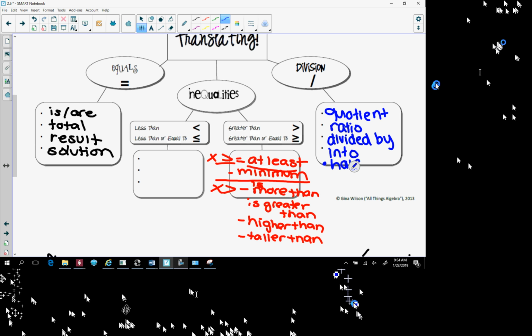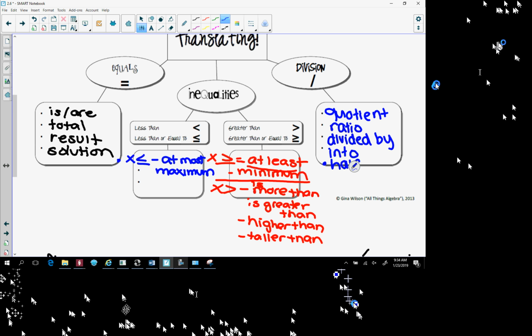Next one is less than or equal to, so I'll do that over here. And that one is like at most, and max. So like if your mom says you can have at most 3 friends over, could you invite, I always do the extremes, could you invite the entire Norcross High School? No. Could you have 1 friend? So that's why at most would be less than or equal to, because you could have 3 friends or less.